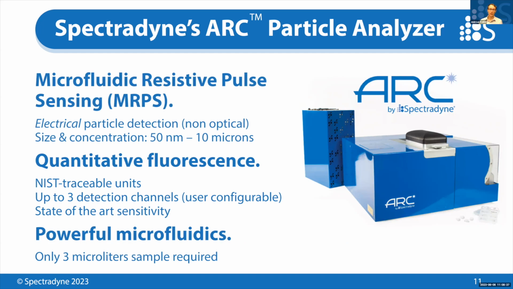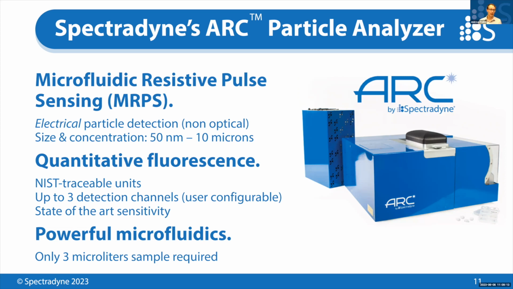So we use microfluidic resistive pulse sensing, or MRPS, which is an electrical particle detection method. As I mentioned, it's non-optical, and that means that we can access sizes more accurately below the wavelength of light used in the light scattering techniques. We're also making quantitative fluorescence measurements. So we default to reporting NIST traceable units for brightness, for fluorescence intensity in our system. We can detect up to three fluorescence colors. These are user configurable very easily.